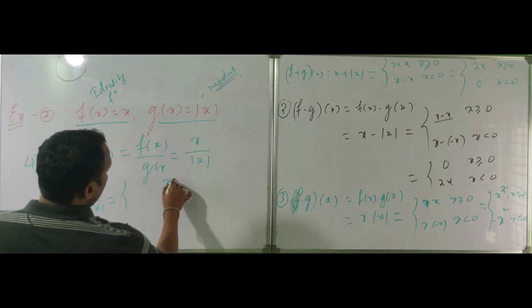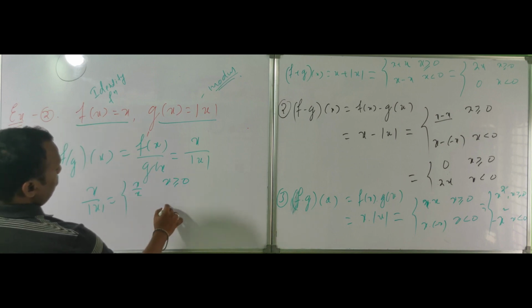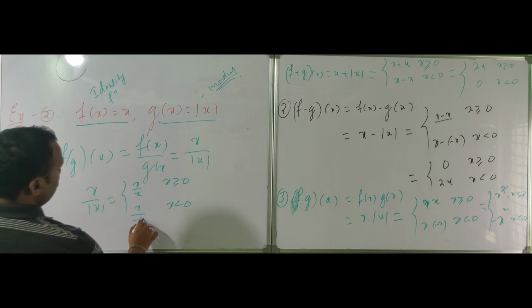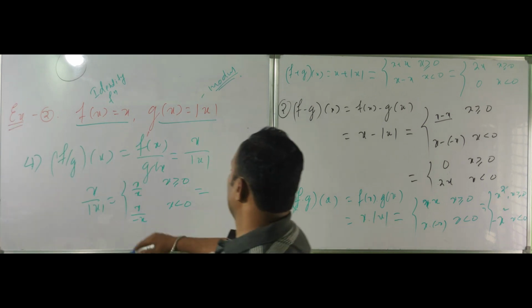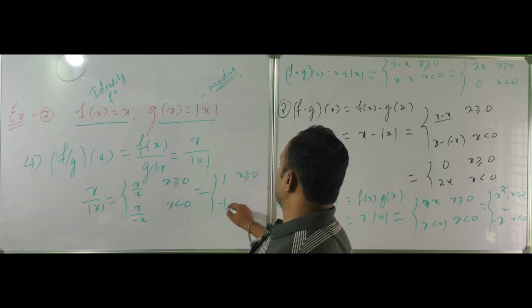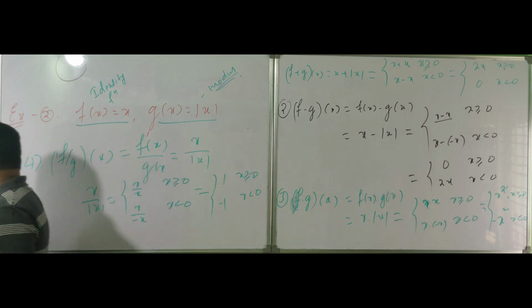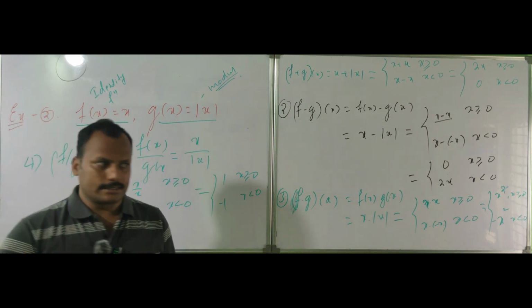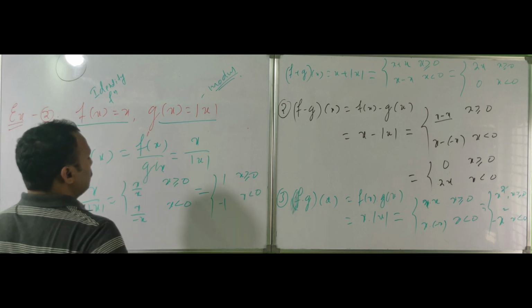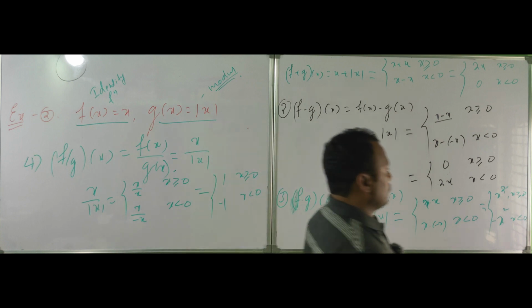If x is greater than 0, this mod x becomes x. If x is less than 0, this mod x becomes minus x. This becomes 1 by 1, because 1 for x greater than 0 and minus 1 for x less than 0. And the condition is g of x should not be equal to 0.